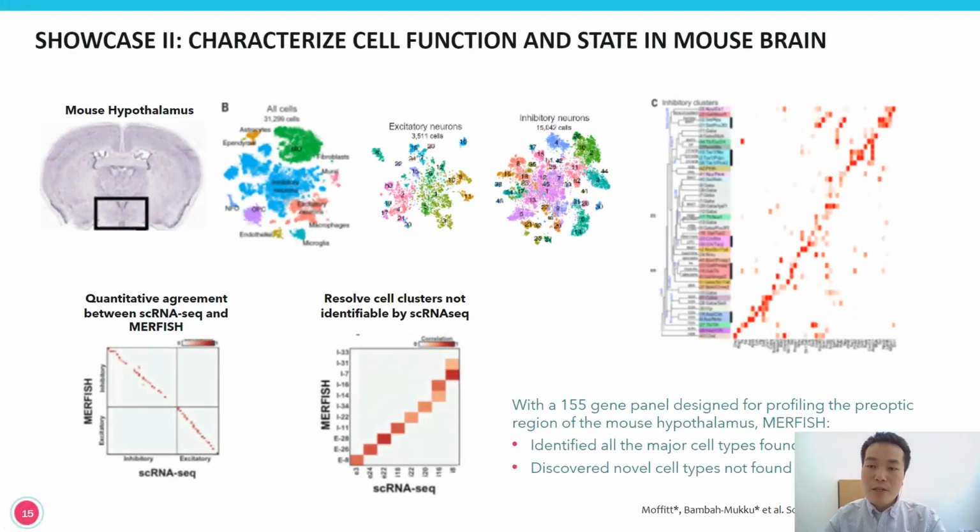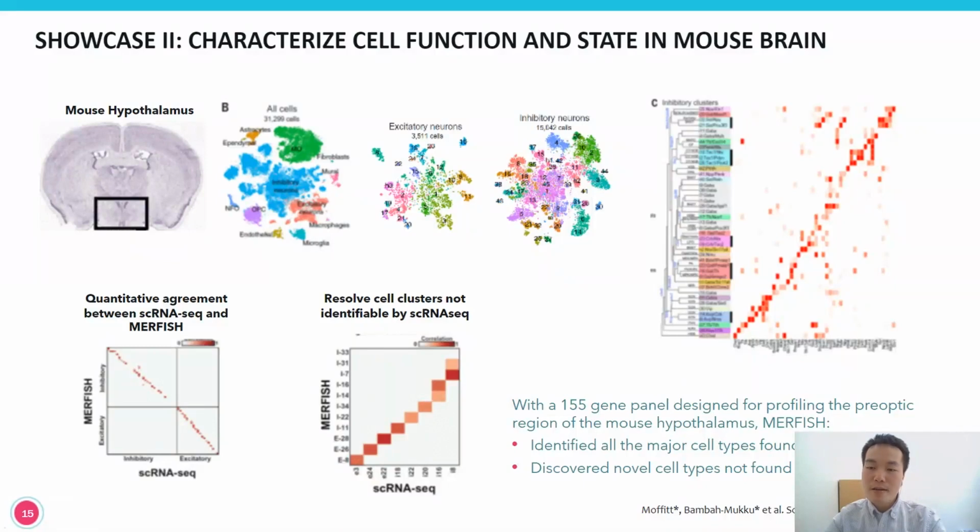So here, MERFISH was used to profile a panel of 155 genes for a total of 500,000 cells in the brain region called mouse hypothalamus. In this study, the gene expression profile information among each cell was used for clustering, as I just described. So I will be brief here. And again, as shown by the t-SNE plot here, around 75 cell clusters were identified in this brain region.